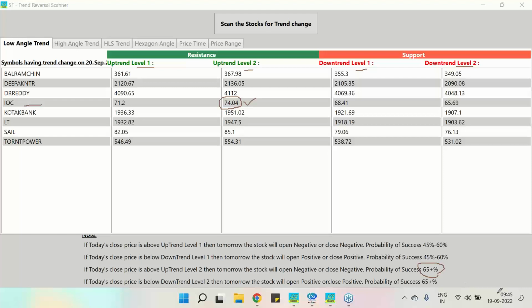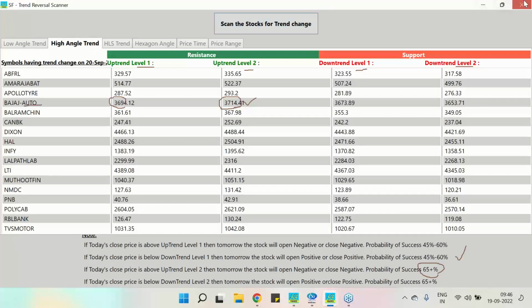So there is more chance it will honor the trend reversal date tomorrow. If it is trading above 71 but below 74, the chance is less. Trend reversal will happen, but the chance is up to 60%. But if it honors the level 2 price, the chance of trend reversal increases. So the acceptance increases, the probability increases, the chances increase, anything you want to say.